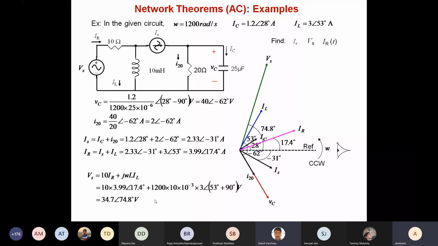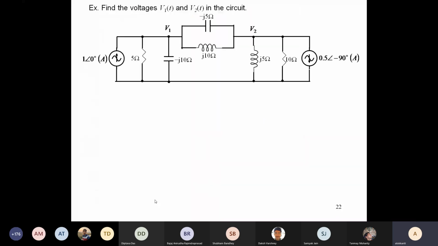Yes, sir. Fine. So this is the numerical we did in the previous class, and then I gave one numerical which somebody was asking about. So I, or some of you, are supposed to do that numerical. I think I gave this numerical, isn't it?